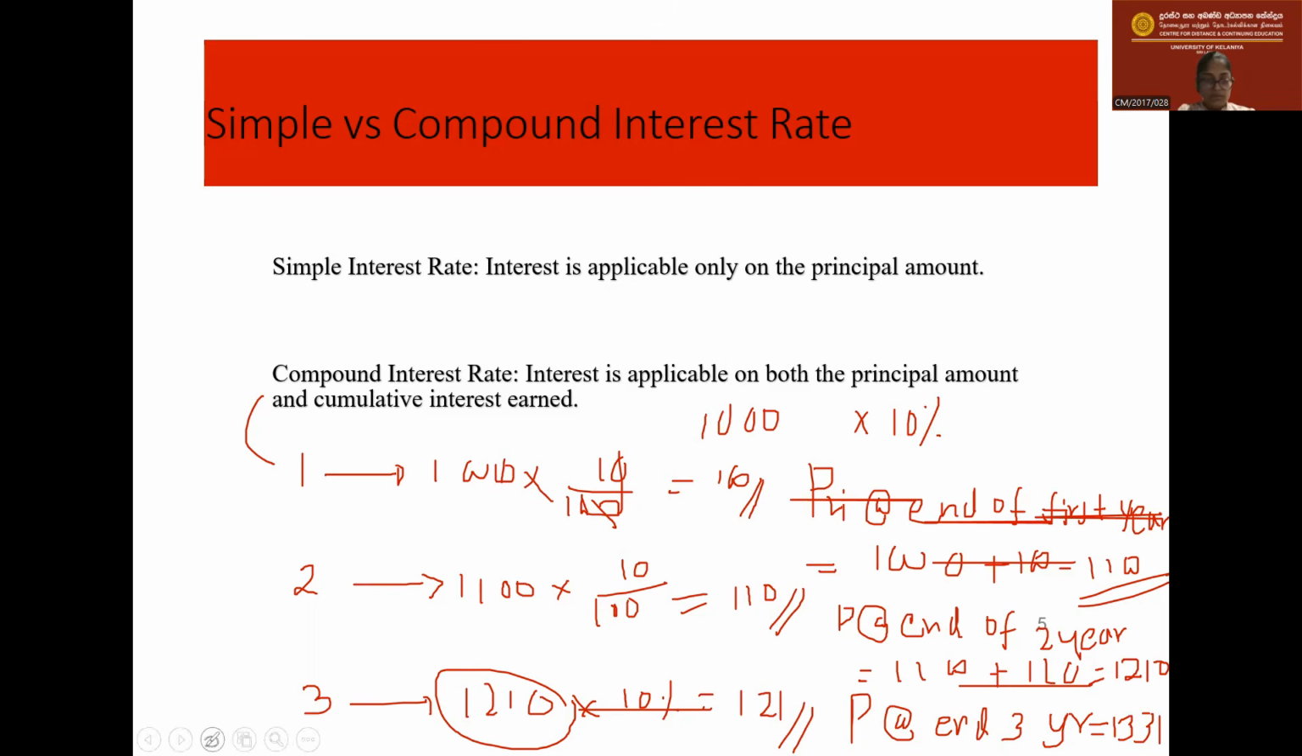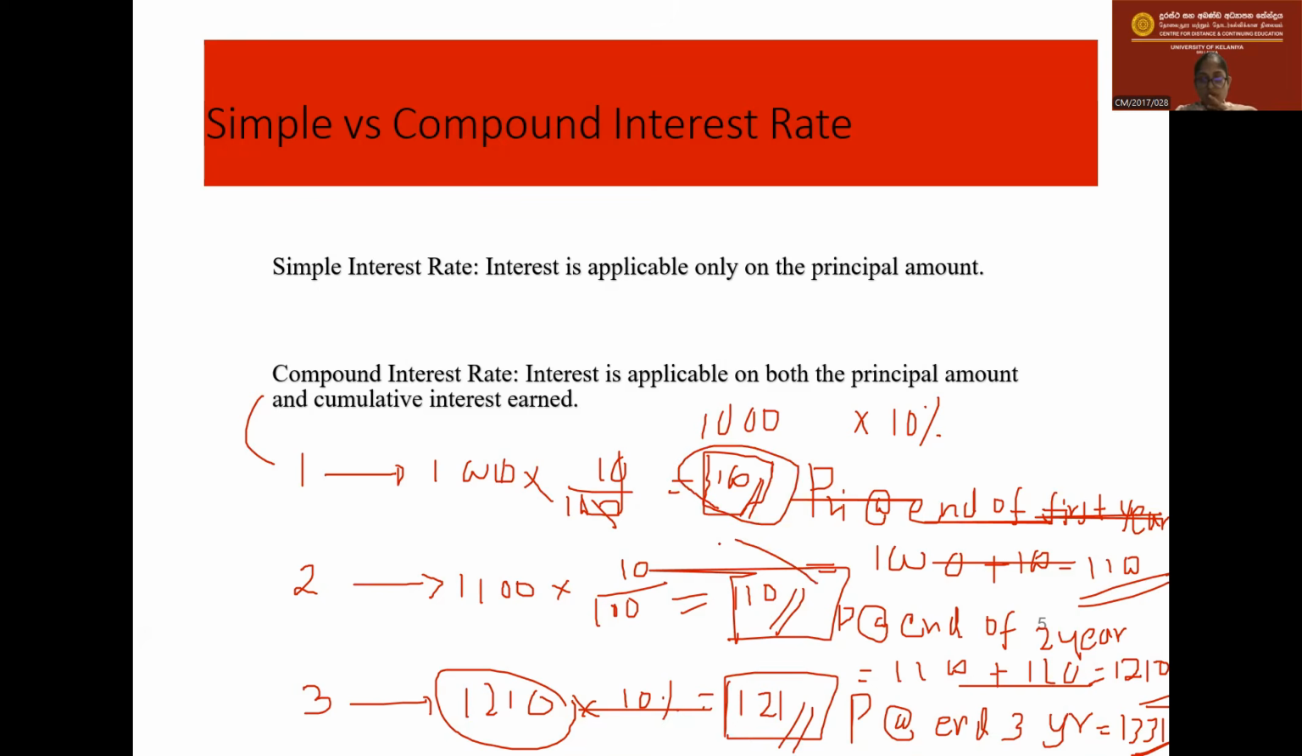Like this. Clear? Okay, have a look for a while whether you could understand or not. Right? This is how you have to calculate. Therefore, don't confuse it with the amount. The square ones are the interest, right? These are the interest. First year, 100. Second year, 110. Third year, 121.